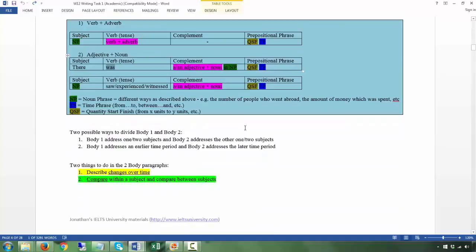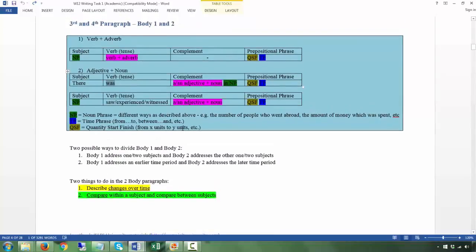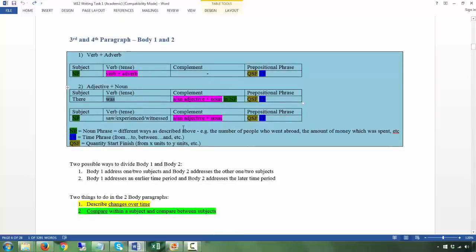Okay, so now, two possible ways to divide body 1 and body 2. Remember, you have to divide body 1 and body 2. How are you going to divide it? That's really up to you. There's no correct answer. Body 1, I'm going to talk about this. Body 2, I'm going to talk about this. Everybody's going to do it differently, but these are the two ways basically.